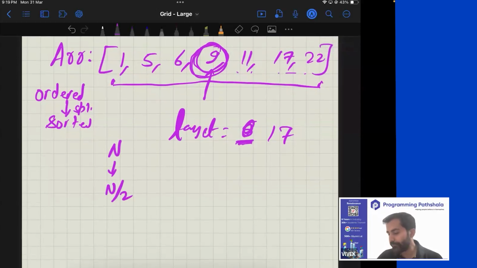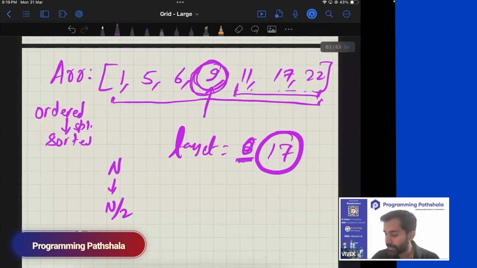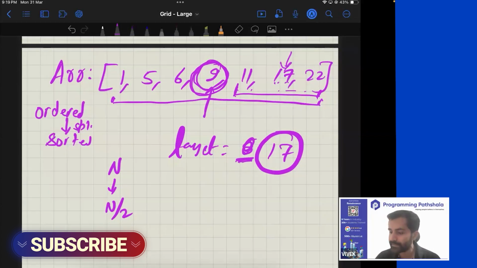And if we keep following the same rule, let's say your target was actually 17, and now you said that I want to search in this part, right? Then what will you do? You will again find out the midpoint, and here luckily the midpoint contains value 17 and you will return this 17 and the job is done.